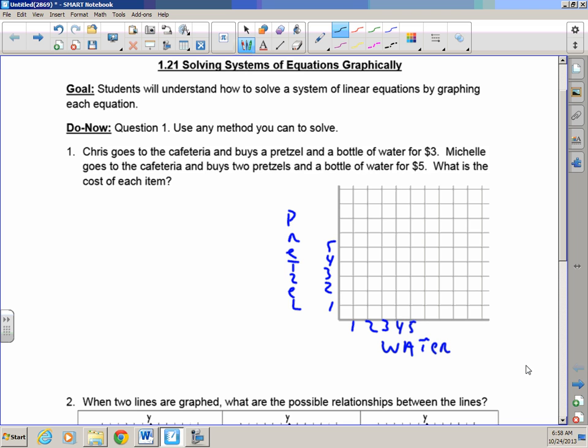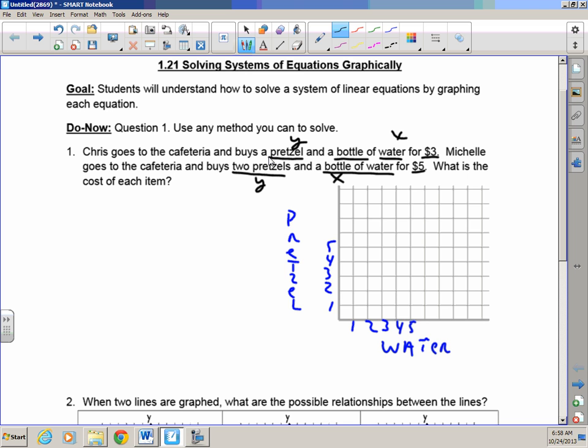So if we look at the do now, Chris goes to the cafeteria, buys one pretzel, one bottle of water for $3. We're going to call the water x and the pretzel y. While Michelle buys two pretzels and one bottle of water for $5. Now, it should be pretty clear to you when we're trying to figure out what the cost of each item is. The only difference between the two is one more pretzel at $2. So you can mathematically see that the pretzel costs $2, which means that the bottle of water must cost $1.